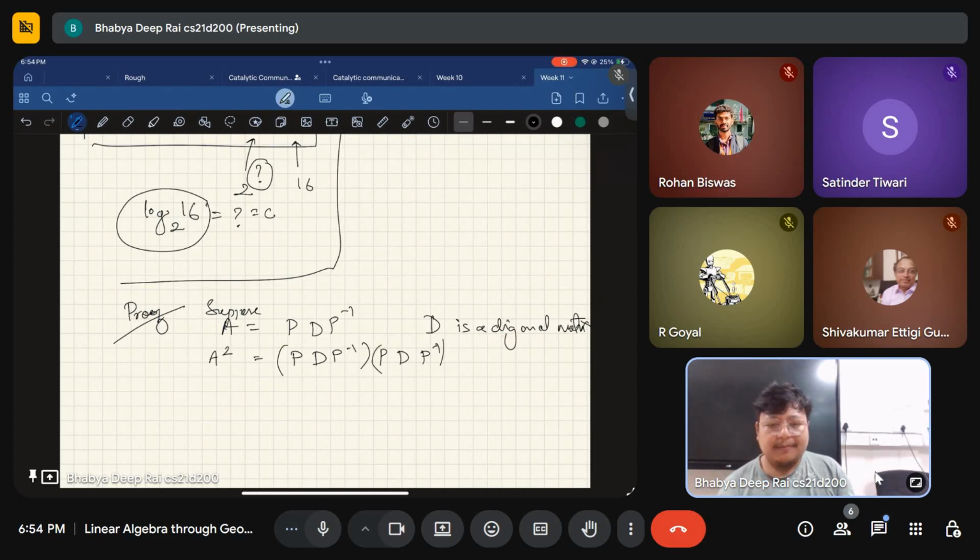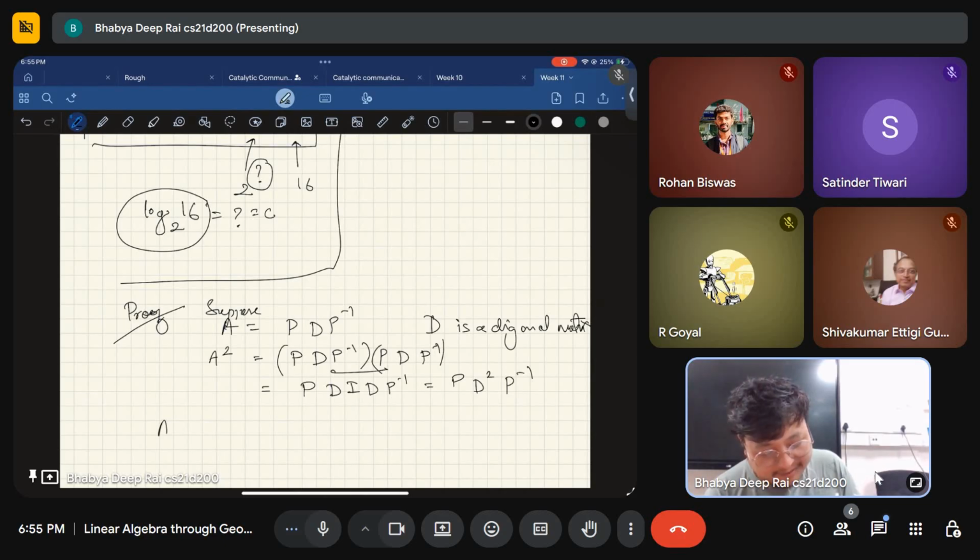But matrix multiplication is associative. It does not matter which matrices you multiply first. So let's multiply these two. You get identity. So what you get is PD identity DP inverse. And identity is nothing; when you multiply it with matrices, you get the same thing. So PD square P inverse. Great, so the theorem is proved for this instance.